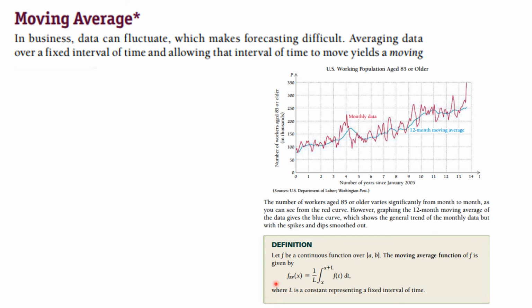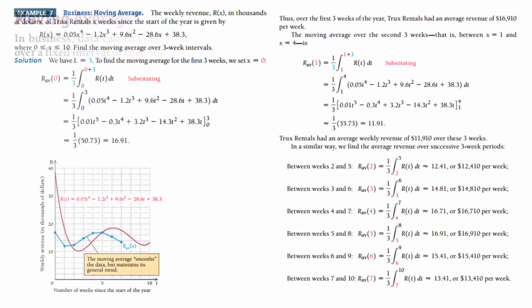So what we do is define a moving average. F of average is going to be based on the length of the interval, and we go from x to x plus L. Here we find that that changes the red curve into the blue curve. You could get weekly averages, and this is taking everything in 3-week intervals. So you go from 2 to 5, 3 to 6, and so on and so forth. You get these values, and those are the blue curves connecting the dots.